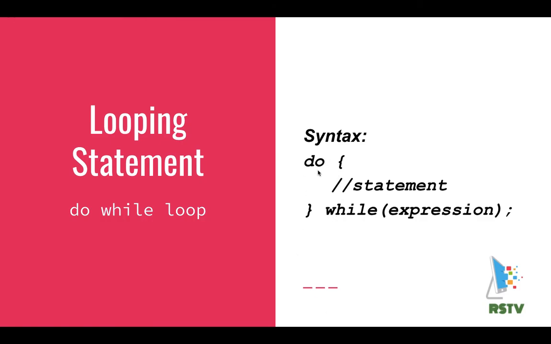Do is a keyword, you should give it in small letters only. While is also a keyword, so you should give it like this only. And the important thing is the semicolon. Semicolon is very important here. Without the semicolon, it will give a compilation error. Only for do while, after this while expression, we should give the semicolon. We'll see the example for clear understanding.